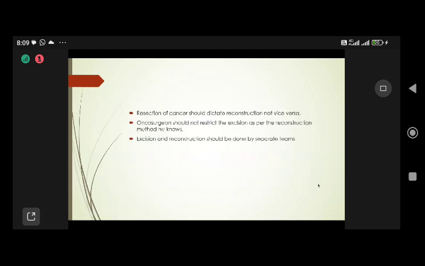Now, a few words on resection. Resection of cancer should dictate reconstruction, not vice versa. The oncosurgeon should not restrict the excision as per the reconstruction method he knows. Rather, excision and reconstruction should be done by separate teams: excision by the oncosurgeon and reconstruction left for the plastic surgery team.